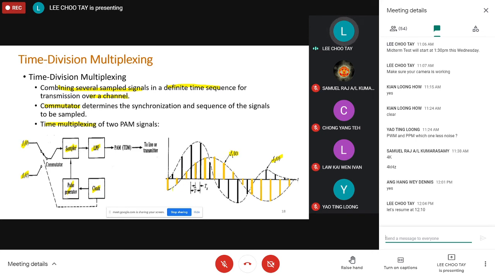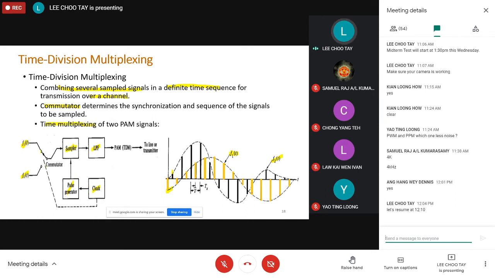So F1, the amplitude is here, at the instant of sampling. Therefore, the PAM generator is this one here. All right, and then the commutator is switched to generate the PAM for signal number 2. So the signal number 2, the amplitude is here. Therefore, the second PAM pulse comes from signal number 2. The height is this.